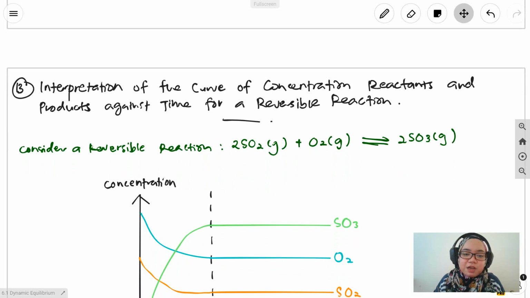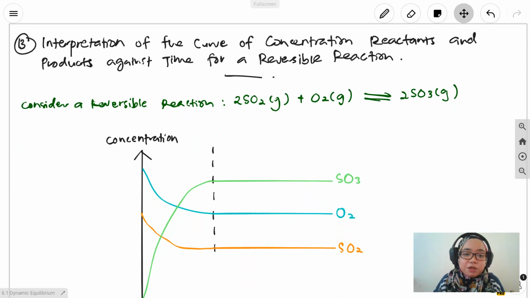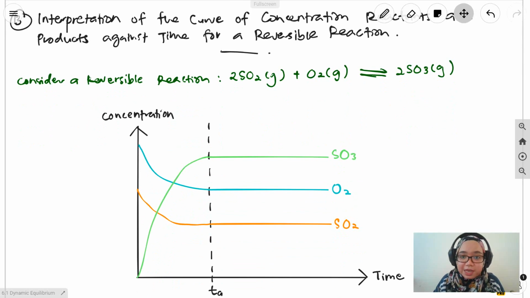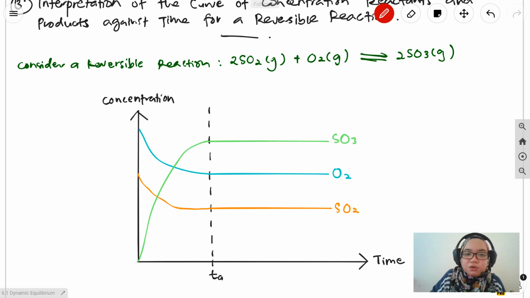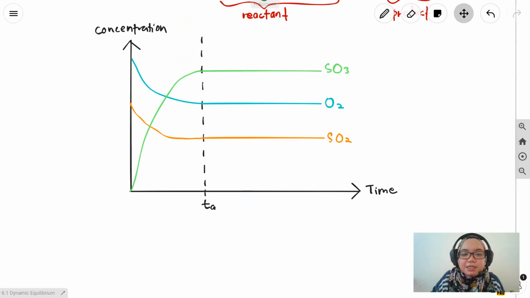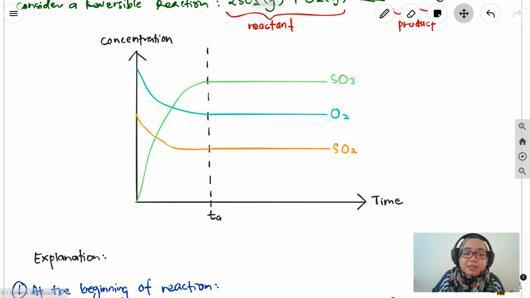So let's look at this example. We have 2SO2 gas reacting with oxygen gas to form 2SO3 gas. So this side is the reactant, and this is the product. Okay, so let's see the explanation. Let's look at the curve, the graph.